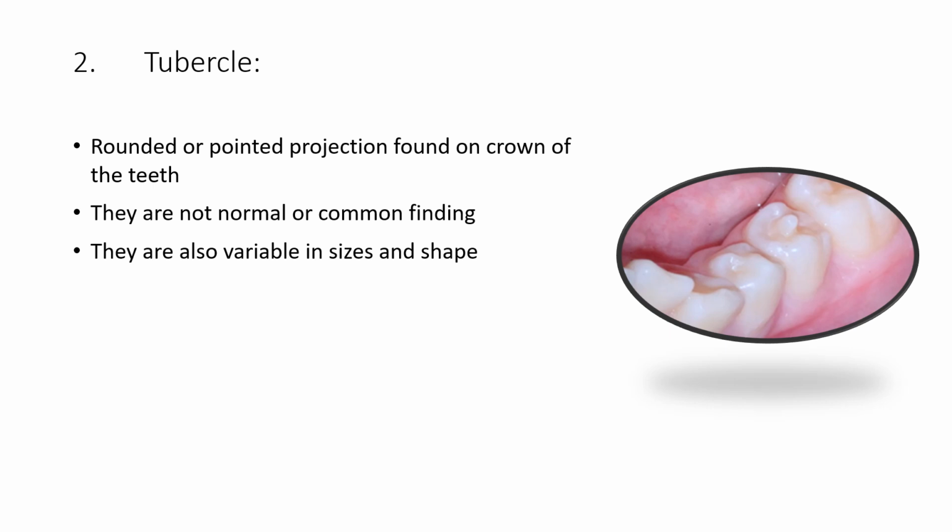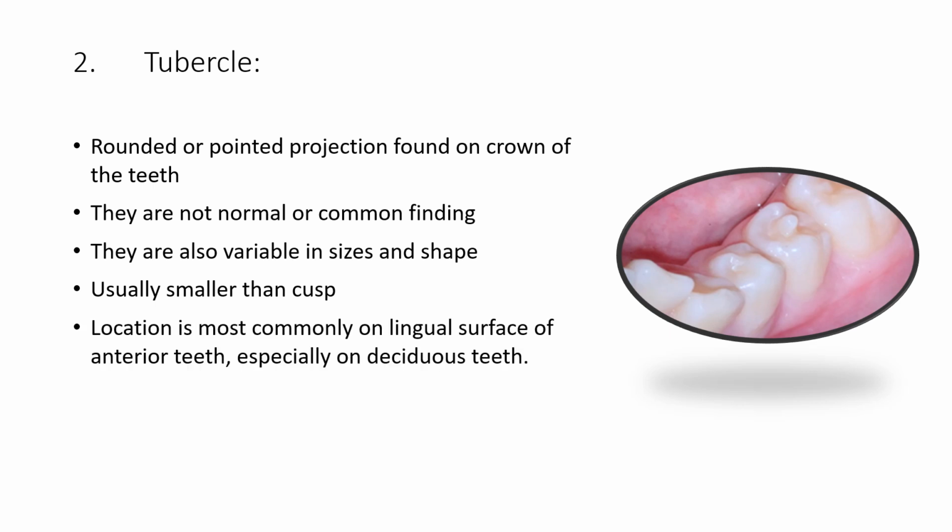They are also variable in sizes and shapes. This may be smaller in size, or this may cover the whole tooth surface, but usually they are smaller than the cusp. Whatever the size of the cusp is, tubercles are usually smaller than the cusp. And the location is most commonly the lingual surface of anterior teeth, and especially on the deciduous tooth.